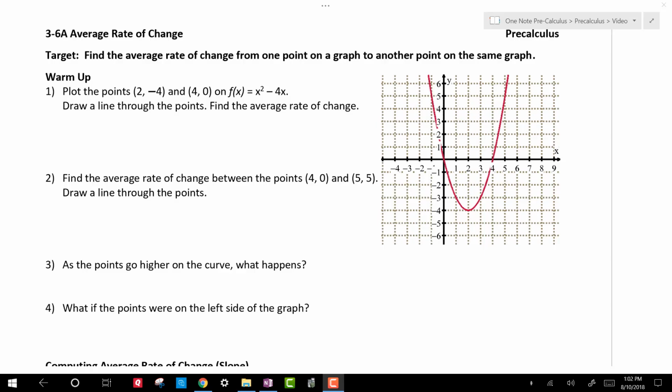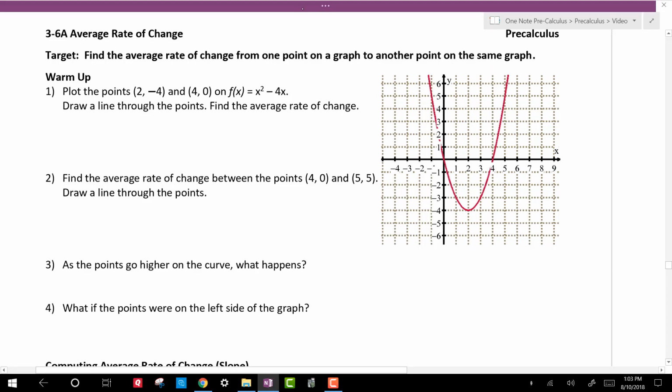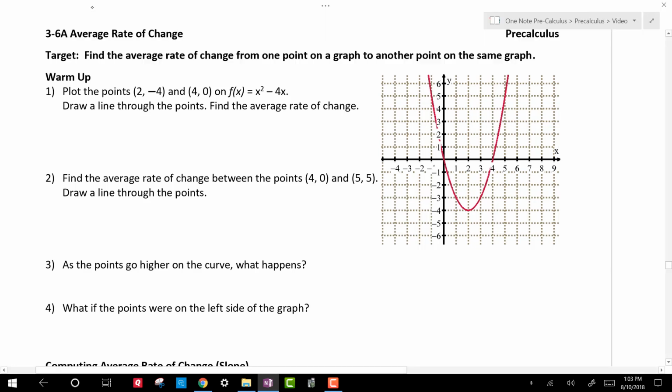All right, so today we're going to talk about average rate of change, and this is actually a calculus topic, but we're going to introduce it to you here. We're going to start off with a little warm-up, and we're going to plot the point (2, -4). So I'm just going to start by plotting that point. Let me choose a different color here so we can see this a little better. (2, -4), and we'll plot the point (4, 0).